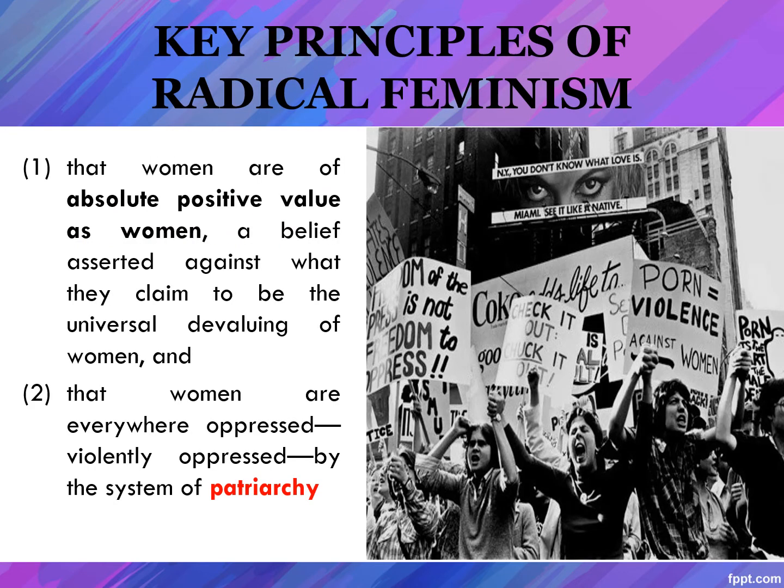So what are the key principles of radical feminism? The first one would be that women are of absolute positive value as women, a belief asserted against what they claim to be the universal devaluing of women, and that women are everywhere oppressed, violently oppressed by the system of patriarchy. So, as compared to the second type, which is Marxist, the main problem for radical feminists would be patriarchy. It's not capitalism. And this patriarchy is a structural problem.